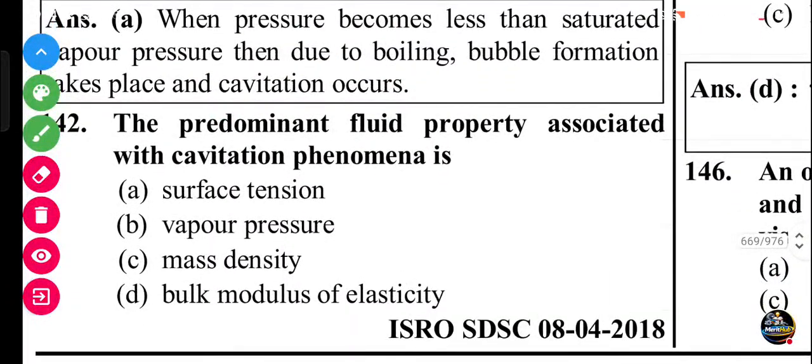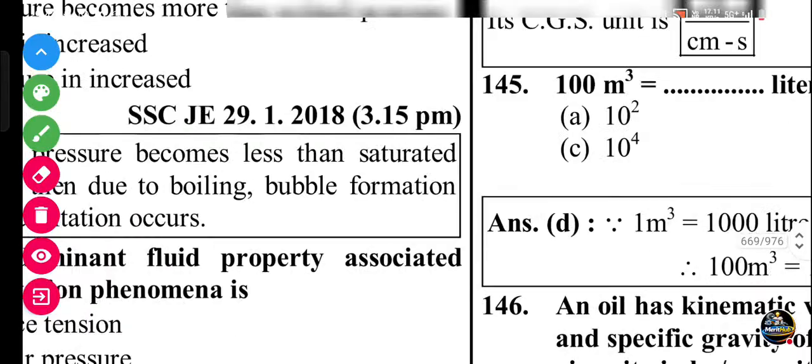Next question. The predominant fluid property associated with the cavitation phenomenon is A. Surface tension, B. Vapor pressure, C. Mass density, D. Bulk modulus of elasticity. B is the answer, vapor pressure. Let's check the answer.